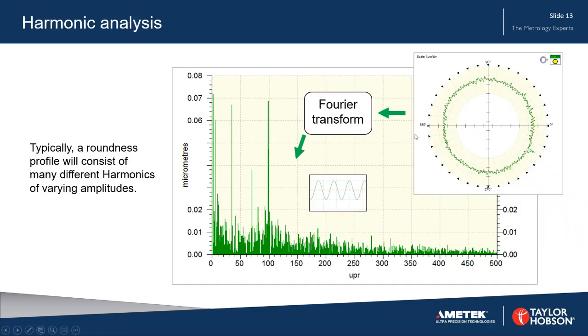And similarly here, if we look at this as a real profile taken on a known part, you can see all sorts of different things here, some higher frequencies, maybe 100 or 99 UPR around there, and also some ovality. So what harmonic analysis does is it breaks this down using Fourier transform, Fourier analysis, into these pure sine waves of different amplitude. So we can see which is the most significant characteristic on the roundness profile.